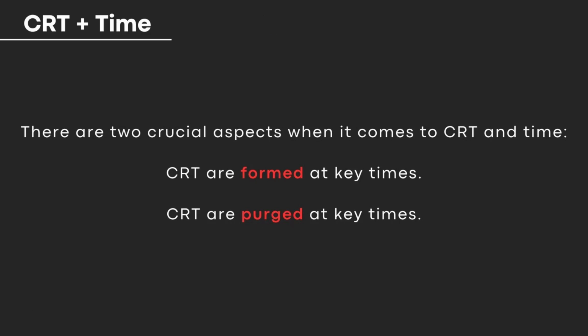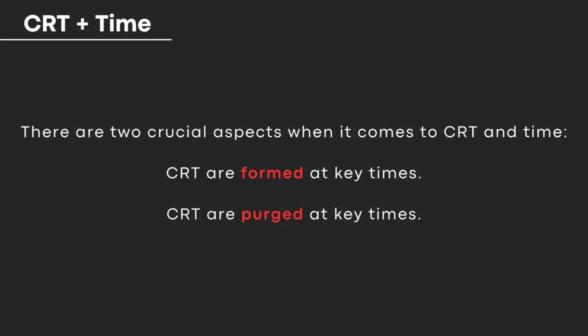Now moving on to the next slide, here we'll discuss the two main aspects regarding CRT or candle ranges and its integration with time. Those two important aspects are the timing of the formation of CRT, or simply the idea that CRT are formed at key times, and the timing of the purge of the CRT, or the idea that CRT are also purged at key times, right? Those two are the main important aspects when it comes to choosing CRT correctly or aligning yourself correctly in CRT. Those two aspects make up most of your thought process and decision making process, right?